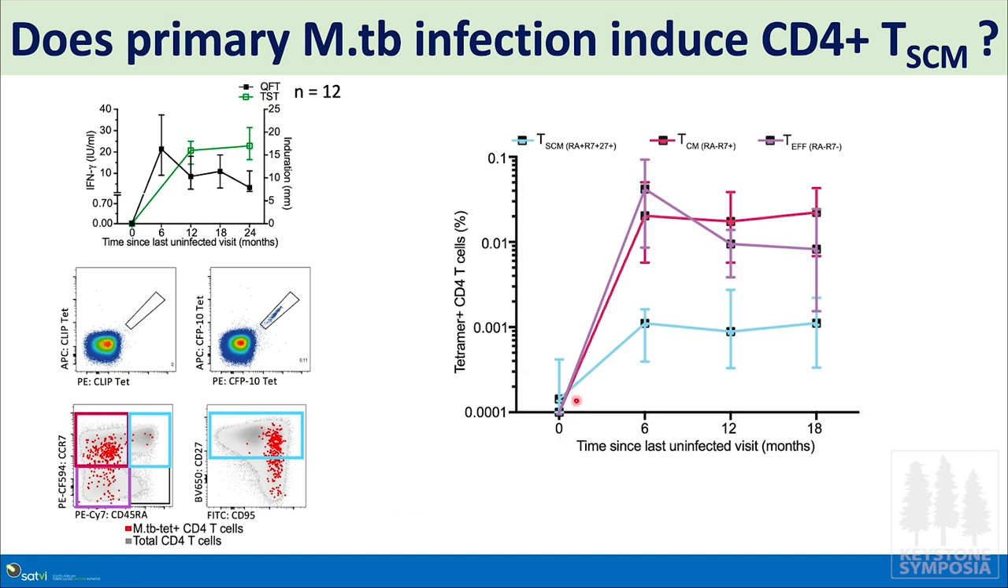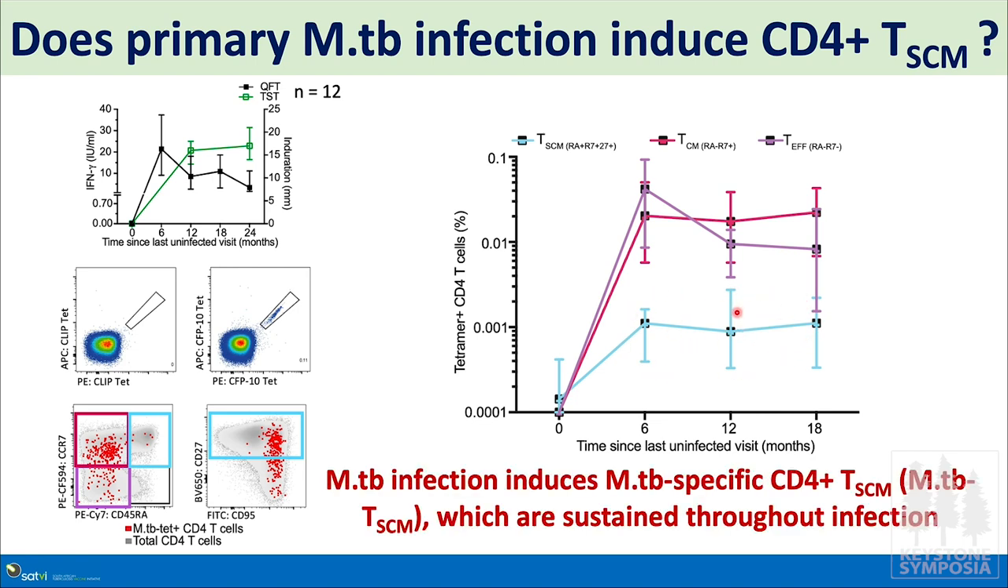So what we observed is when these individuals were MTB uninfected, which is at baseline, there were actually no detectable memory phenotypes. And upon infection, there was an induction of central memory and effector memory phenotypes, as well as an induction of stem cell memory cells that were observed at low frequencies but were maintained throughout infection, showing that natural MTB infection does induce MTB-specific TSCMs.